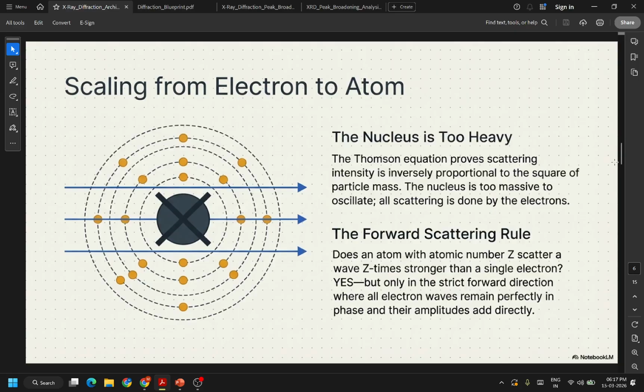So now we are talking about scattering at the electron level, but now we talk at the atom level. The nucleus is too heavy, so the Thomson equation will prove scattering intensity is inversely proportional to the square of particle mass. Since the nucleus is too massive to oscillate, all the scattering is done by the electrons.